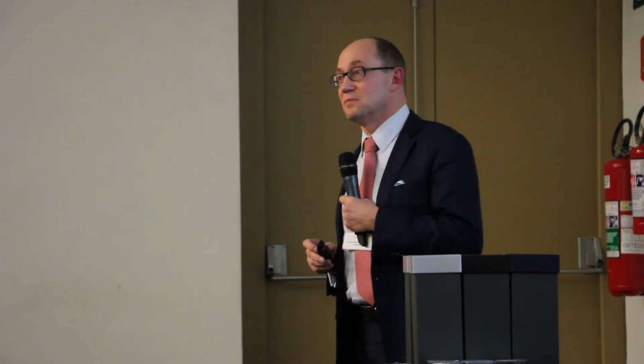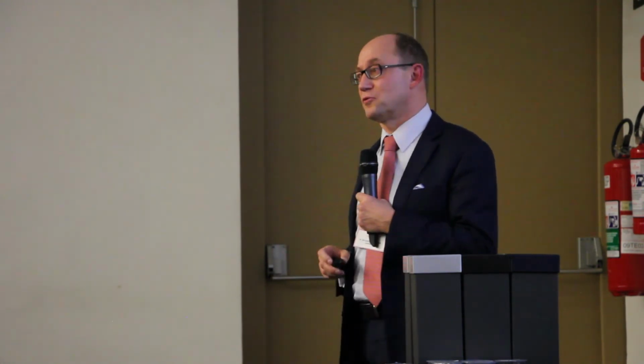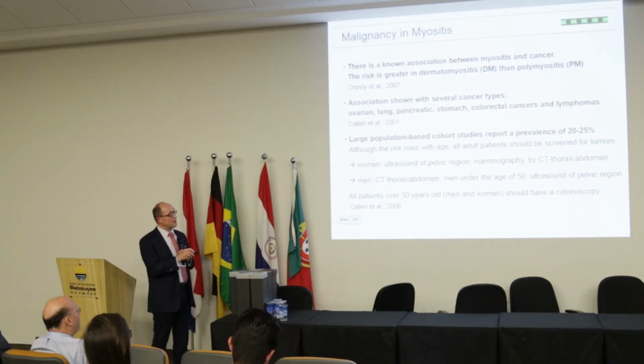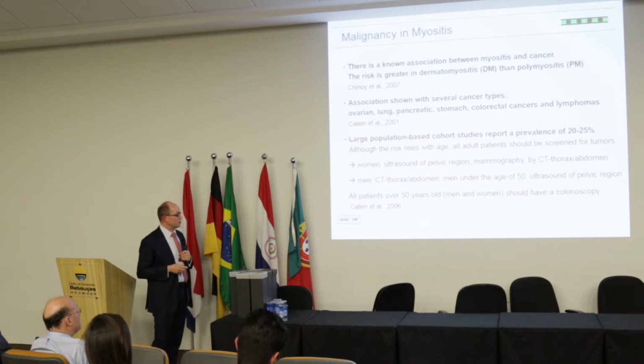So what about malignancy in myositis? That is a known phenomenon since quite a long time. Some facts on that. There's a known association. The risk is greater in dermatomyositis than in polymyositis. Association is shown with several cancer types. And in large population-based cohort studies, a prevalence of 20 to 25% of patients having malignancies was reported. And although the risk rises with age, all adult patients should be screened for tumors because there's really such a high association.